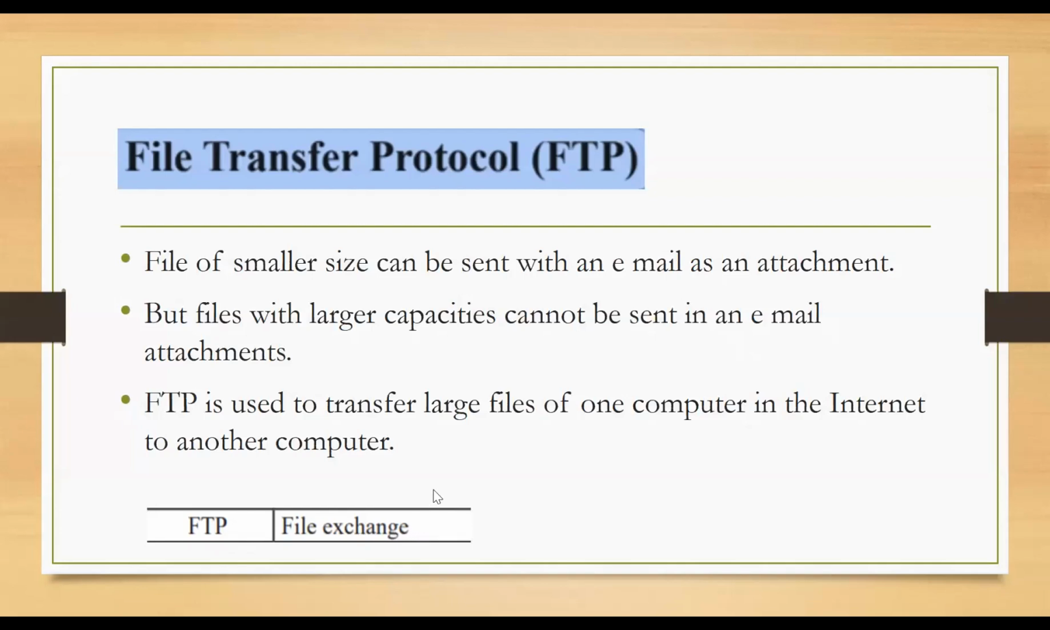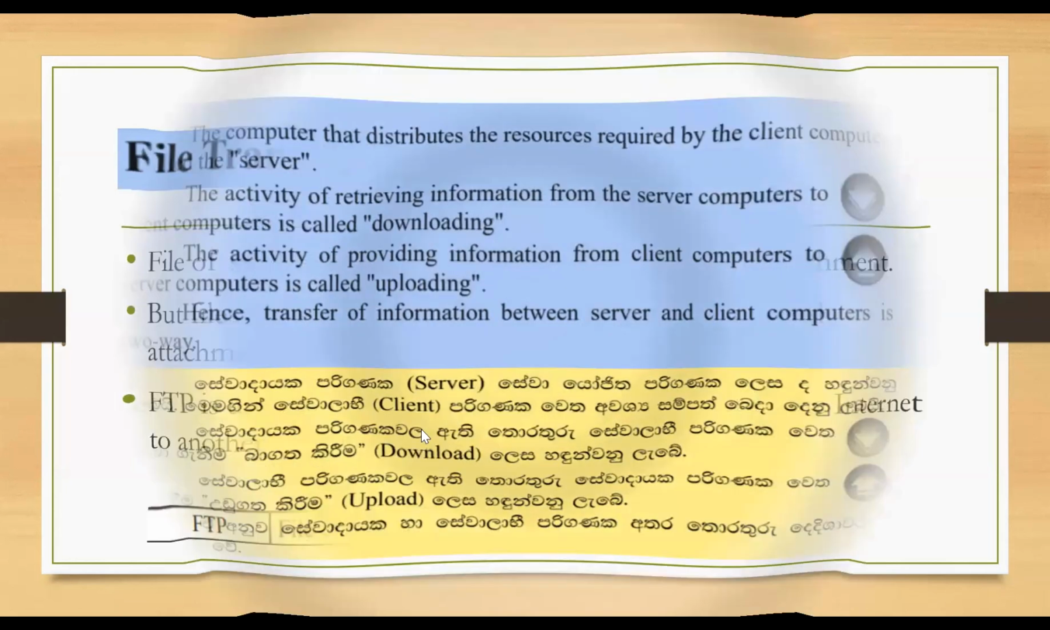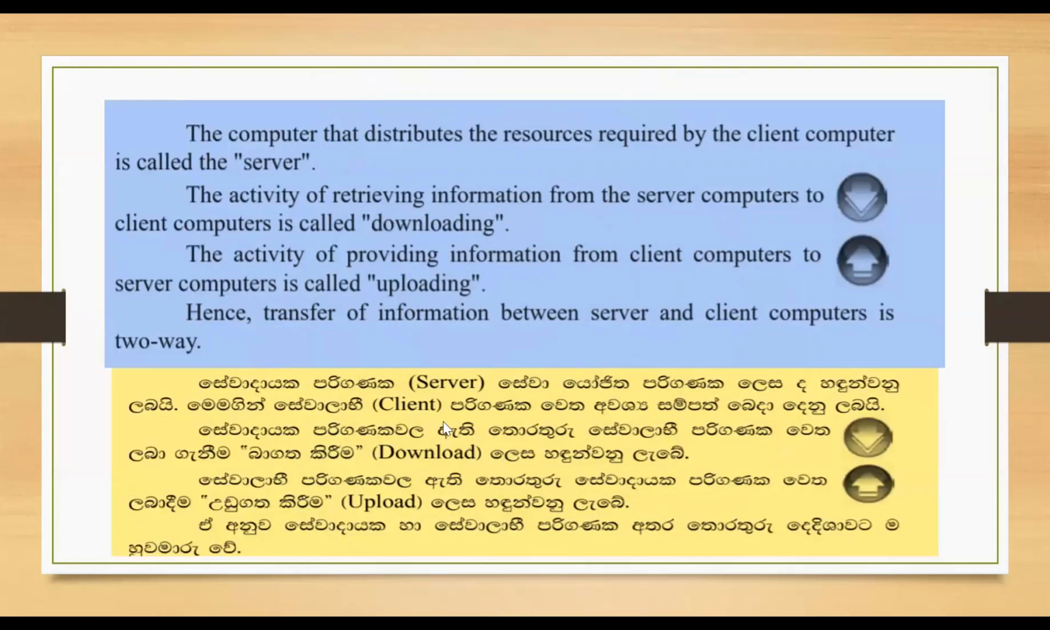So for the file exchange, you can use TCP/IP, right? Okay, so you have to remember the functionalities, right? Right, let's move to here. You can see uploading and downloading, right? The internet is a client server system. The activity of retrieving information from the server computers to the client computers is called downloading.